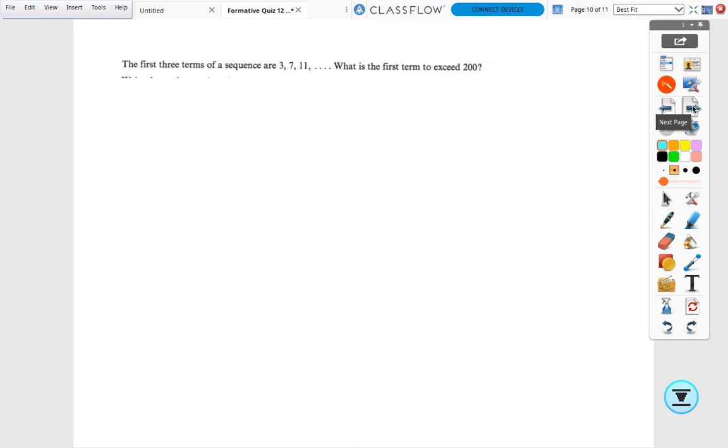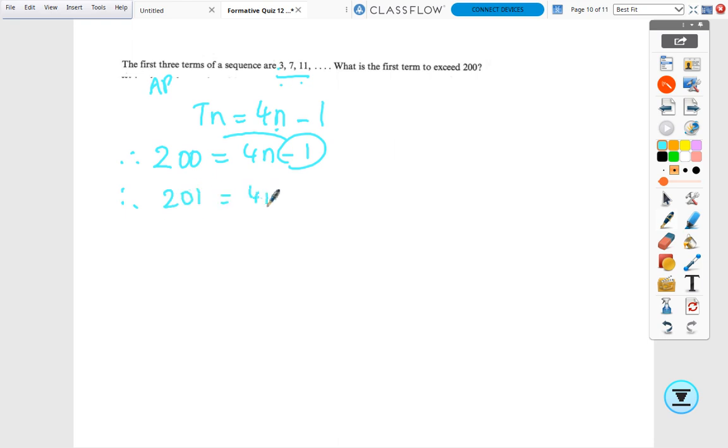Okay, so again, we've done these sort of questions, hopefully. What's the first term to exceed 200 in that pattern? Pause, and when you're ready, come back. So it's going up by 4s, so it's an AP. So Tn equals 4n, and to go from 4 to 3, you subtract 1. So 200 equals 4n minus 1. Add 1 to both sides, equals 4n.